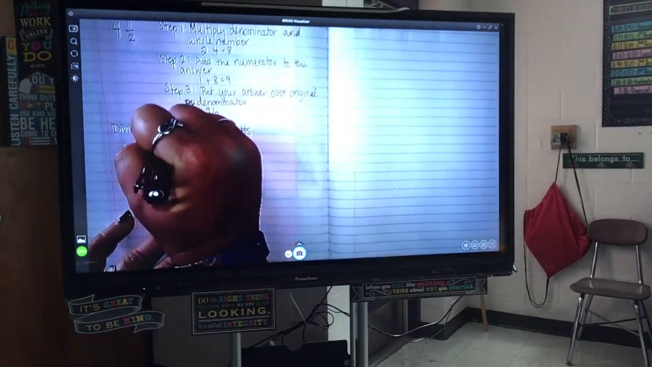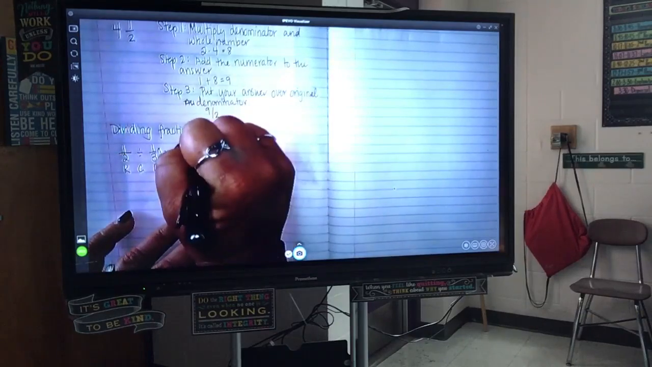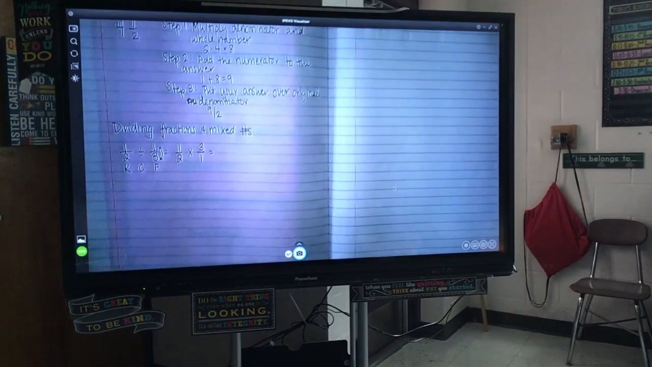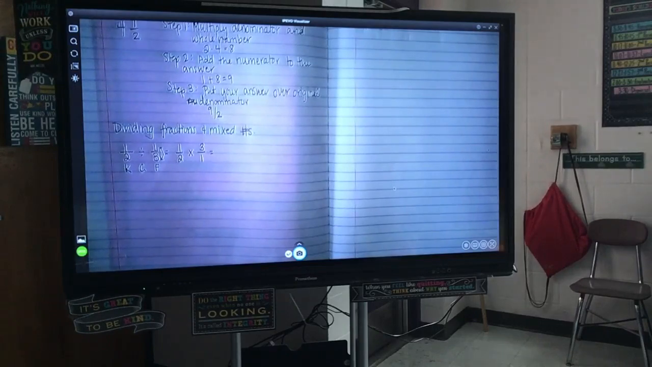Right, so you are essentially flipping these two. So this becomes 3 over 1. All right, and then from here, what do we do? So keep, change, flip, or finding the reciprocal. That's the 6th grade term for keep, change, flip, is finding the reciprocal. So we just did the process to find the reciprocal.